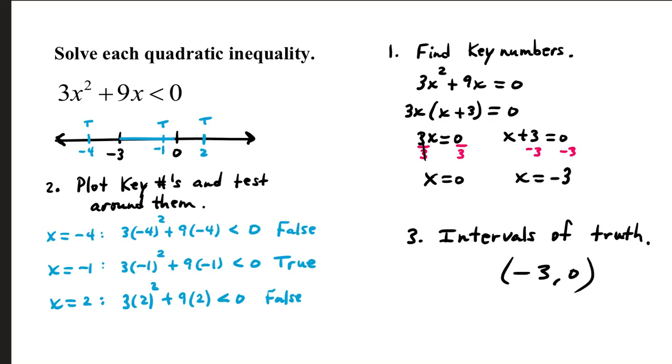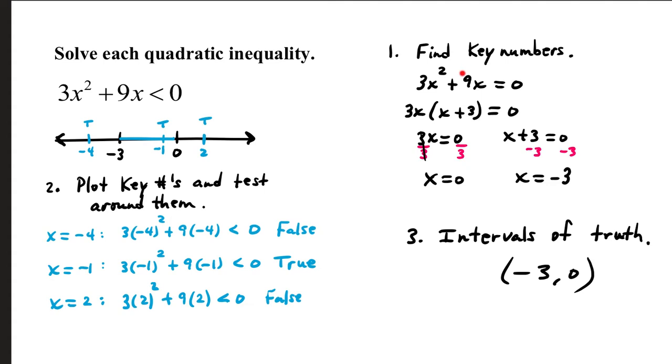Solve each quadratic inequality. Our first inequality, we have 3x squared plus 9x less than 0. Ultimately, we want to find all values of x such that when they are plugged into this statement, you get a true value. First step in these quadratic inequalities is to find key numbers. These are the zeros of your original problem.